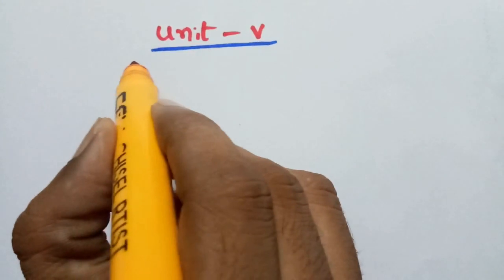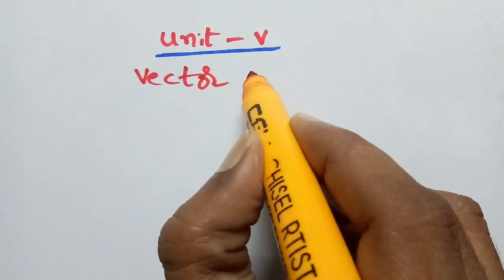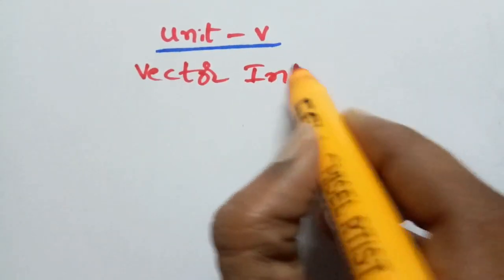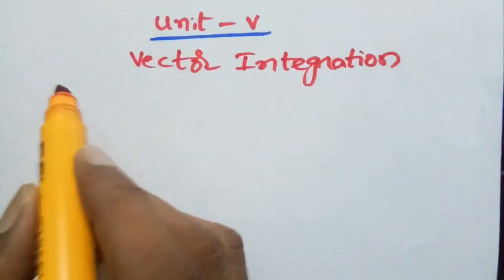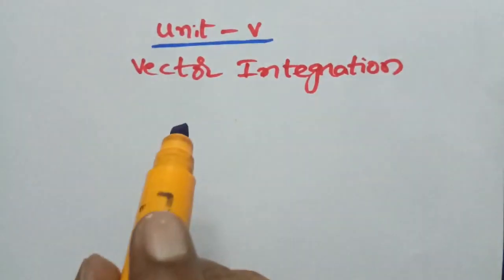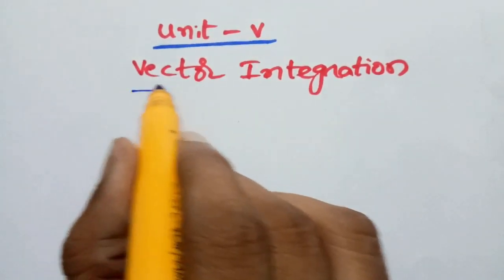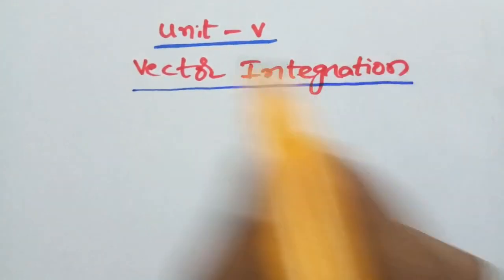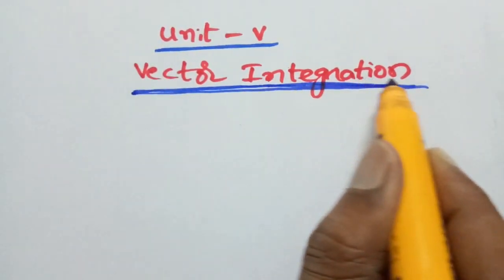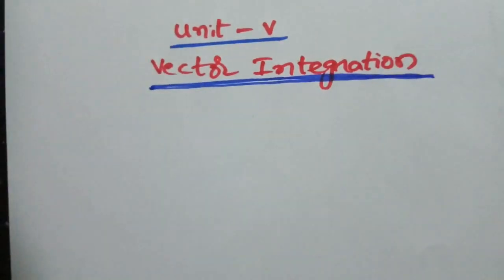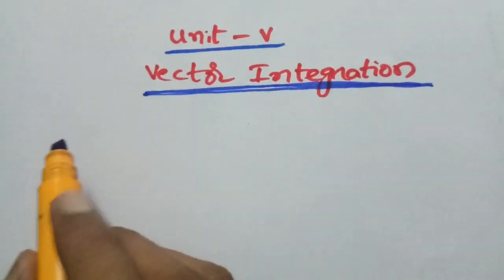Unit 5, Vector Integration. In Unit 4, we discussed vector differentiation. Now, Unit 5, Vector Integration. First, we have to know the syllabus in this Unit 5, Vector Integration.